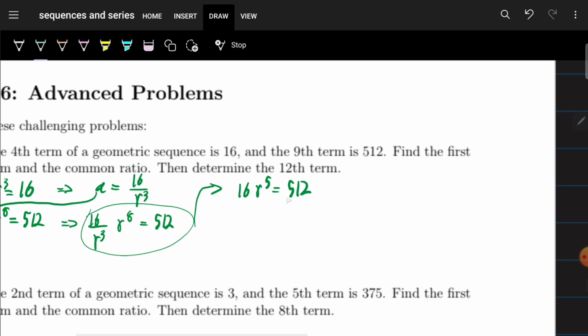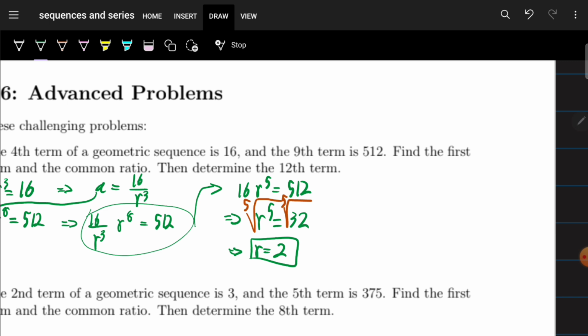Divide both sides by 16. And we get r to the 5 is equal to 512 divided by 16, which is 32. And the fifth root of both sides, and the fifth root of 32 is 2.